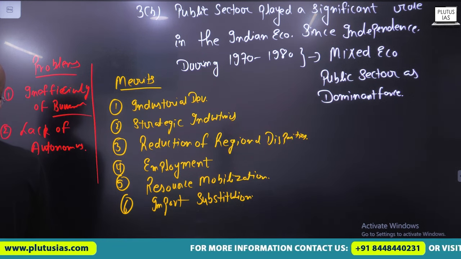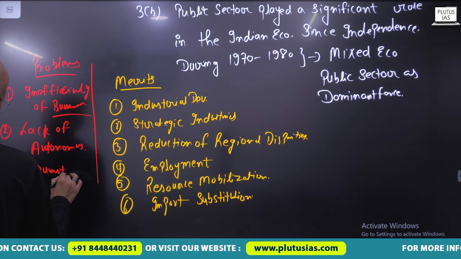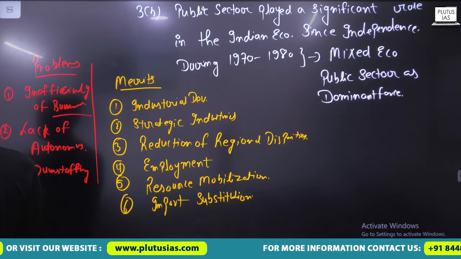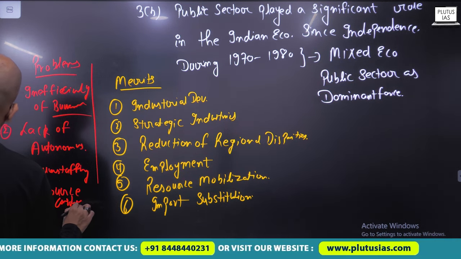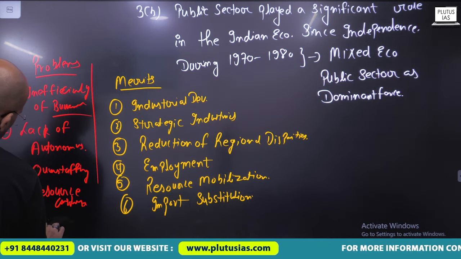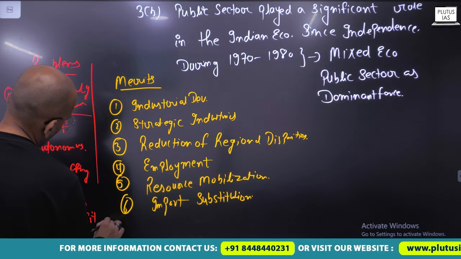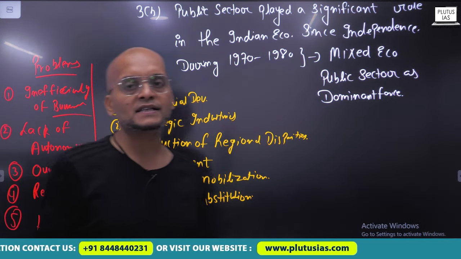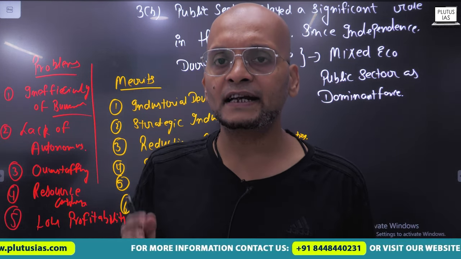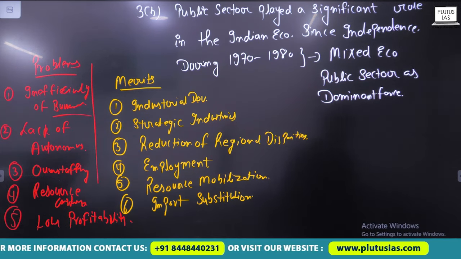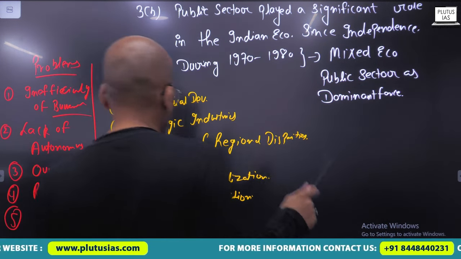Overstaffing was also a major issue. For a particular task, more than the required laborers were present. Overstaffing. Okay. Then resource constraints. Low profitability. Due to the above-mentioned reasons, obviously the industry suffered, leading to low profitability. In fact, most of the industries were incurring losses. Forget about profit, forget about low profit, they were incurring losses. Getting me? So this is more than sufficient for the B part of the question.